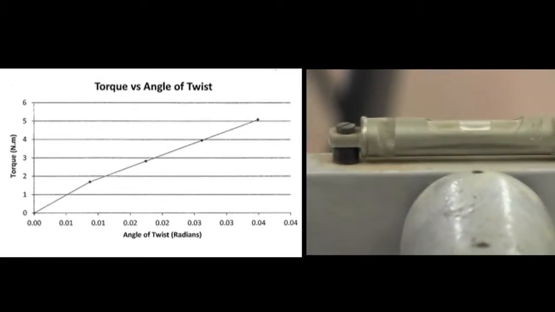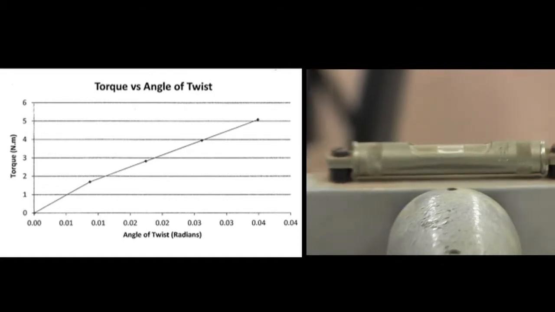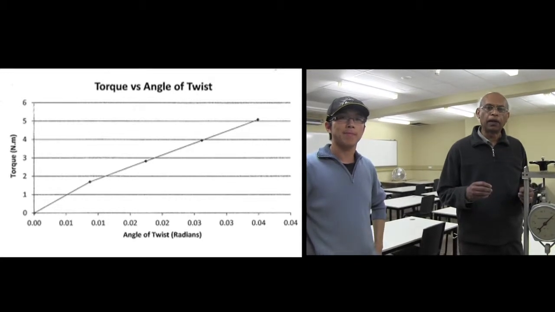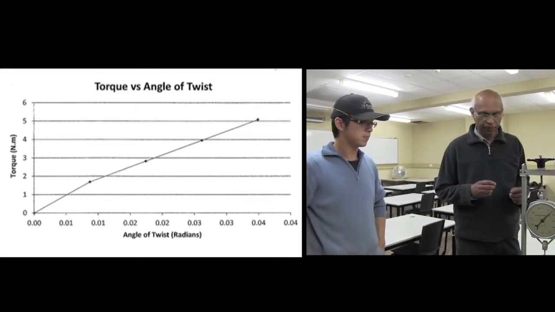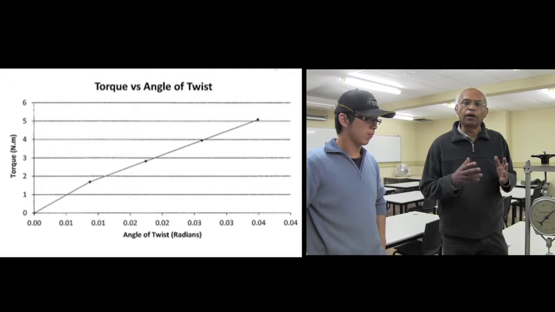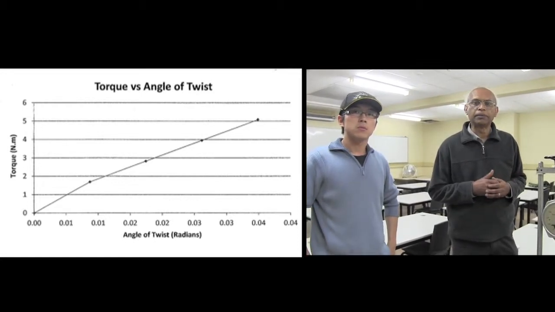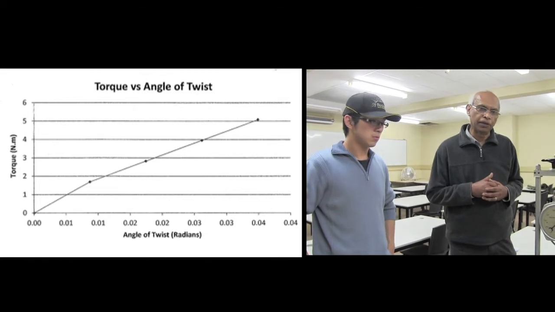That way we can take a few more readings for various angles of rotation and the required torque applied on the specimen. And that is what we need to plot a graph and calculate the material properties, as I mentioned at the beginning of the practical.